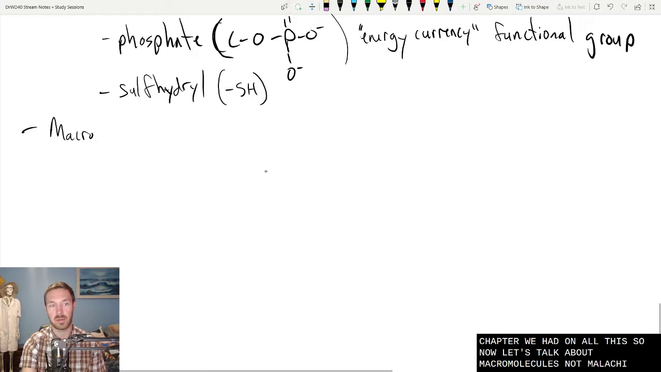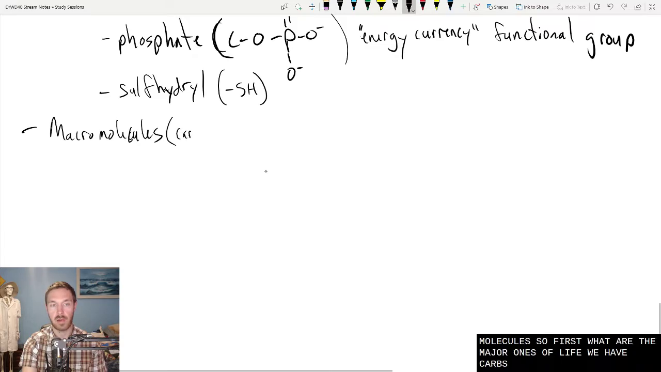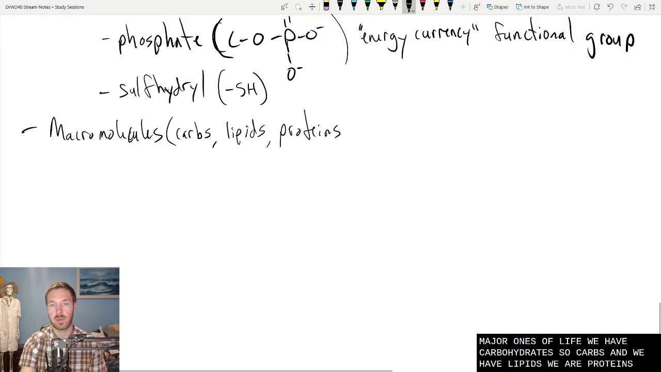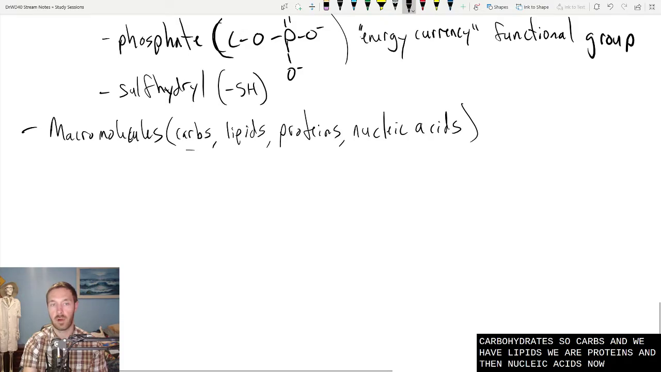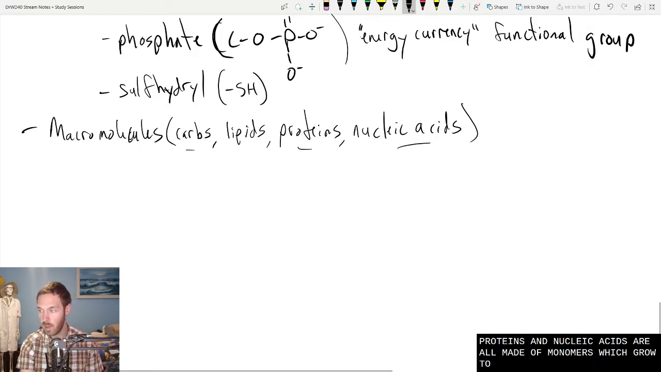Not molecules. Macromolecules. So first, what are the major ones of life? We have carbohydrates, so carbs. Then we have lipids. We have proteins. And then nucleic acids. Now, carbs, proteins, and nucleic acids are all made of monomers, which grow to polymers.